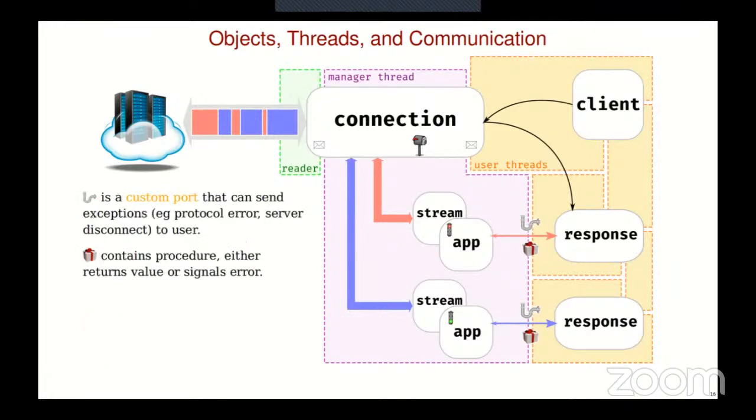And then finally, these pipes are actually custom ports that allow us to send exceptions over to the user thread. So when they attempt to read, if there was a protocol error or server disconnect, then they get an exception from the read attempt. The box events don't support that feature, which is why they contain procedures rather than the values directly. And this is simply a pattern that we program to when using box events. Right. And that is the map of the implementation.